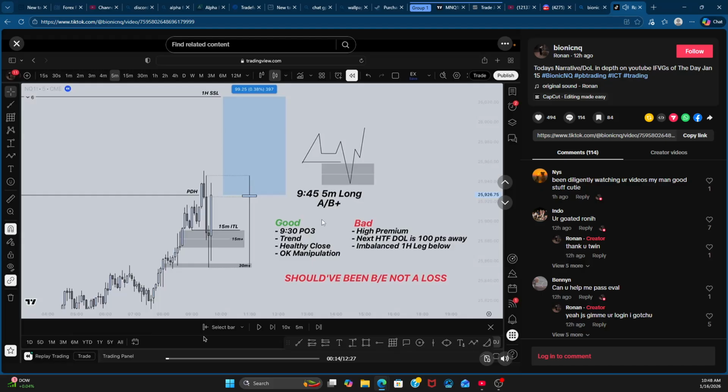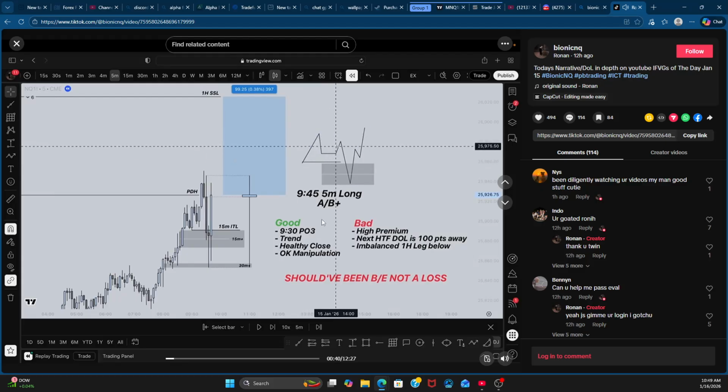Now I gave this trade an A or a B plus. Why did I do that? Well, going into the good part of this trade, you obviously have the 9:30 PO3. You're with the trend. You have a healthy close, and you have okay manipulation. So obviously you can see the 9:30 PO3 visualized right here. Now this is the 5-minute time frame, so it's a little bit harder to see. But we do make this swing after taking previous day high, and we edge that swing on the 1 minute with the 9:30 candle opening.